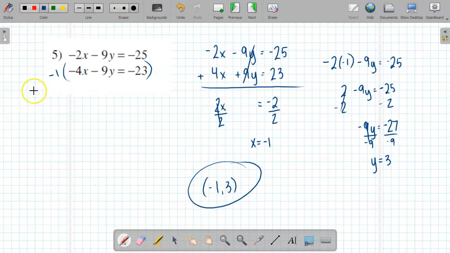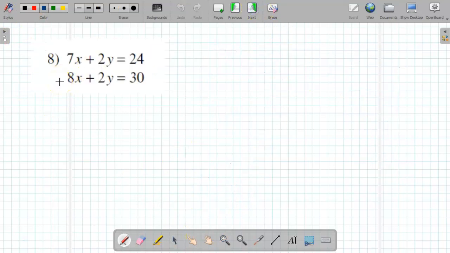Okay. Let's look at our next problem. We've got another one that's almost going to cancel out. But if I add these together right now, I've got 2 plus 2. That's 4. Does not cancel out. I can fix this by multiplying the whole bottom equation by negative 1. I'm just going to change this to a negative, and a negative, and a negative.